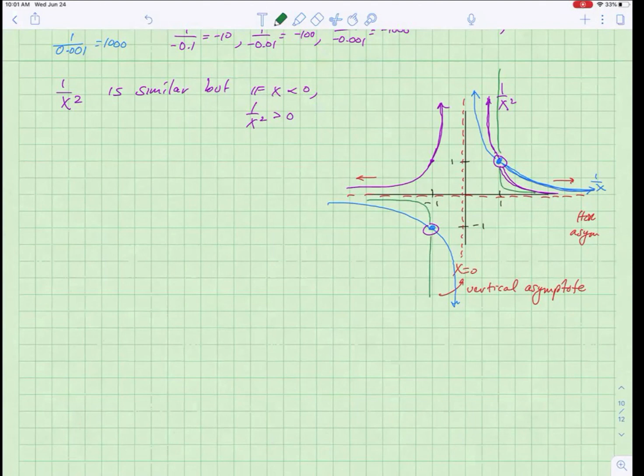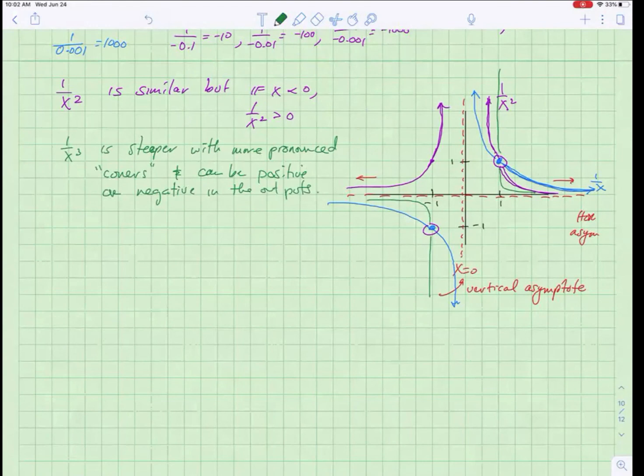So 1 over x cubed is steeper with more pronounced corners, and can be positive or negative in the outputs. Anyway, those are the basics of a simple rational function, but we're going to be looking at more complicated curves than this. And eventually we're going to learn how to graph them.